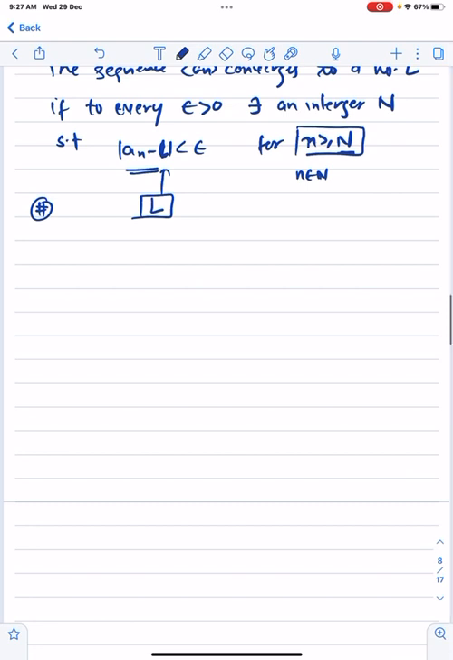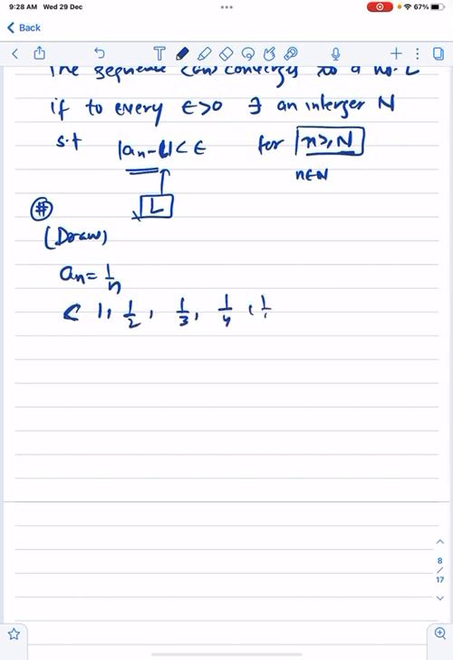So how will you get that idea? First is to draw the terms of the sequence. Suppose you have a sequence a_n equals 1 by n. Now the terms of the sequence: for n equals 1, a1 equals 1, so you will have 1. a2 will be 1 by 2, a3 will be 1 by 3, 1 by 4, 1 by 5, 1 by 6, and so on.